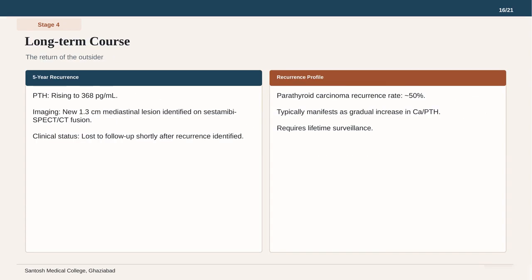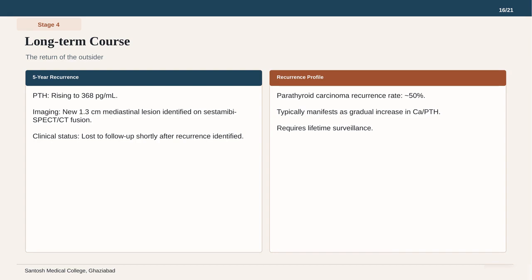The long term course for this patient highlights the aggressive nature of parathyroid carcinoma. 5 years after the initial surgery, the parathyroid hormone level began rising again, reaching 368 picogram per milliliter. New imaging identified a 1.3 centimeter mediastinal lesion, indicating a recurrence. Unfortunately, as noted on the left, the patient was lost to follow up shortly after this recurrence was identified.